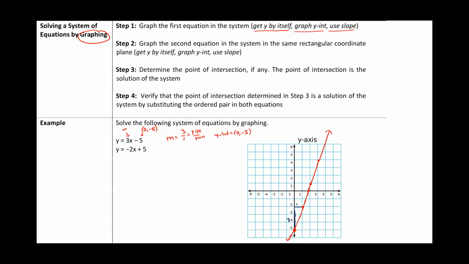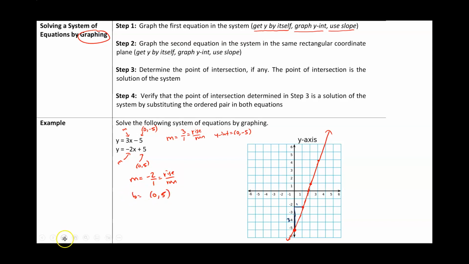Okay, let's take a look at the second one. Our second equation is y equals negative 2x plus 5. So our slope m is negative 2, and our y-intercept is (0, 5). So for the second line, our slope m is negative 2 over 1, which is our rise over run. And then the y-intercept b is equal to (0, 5).